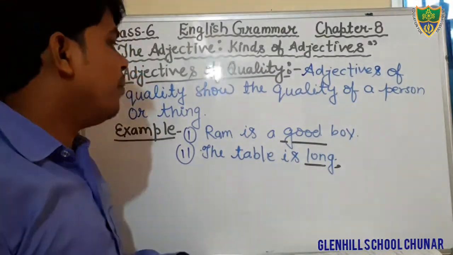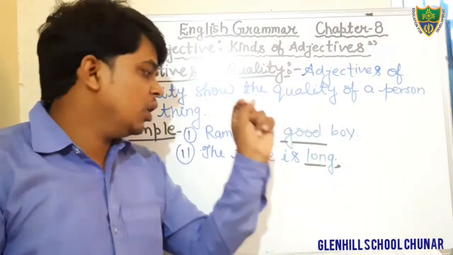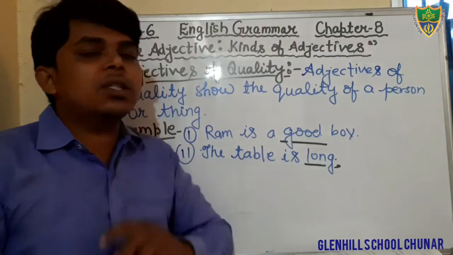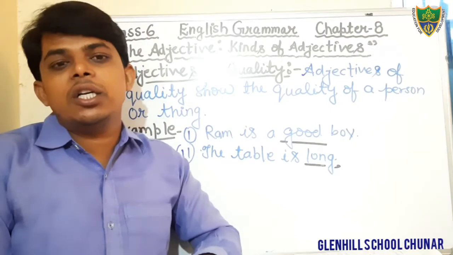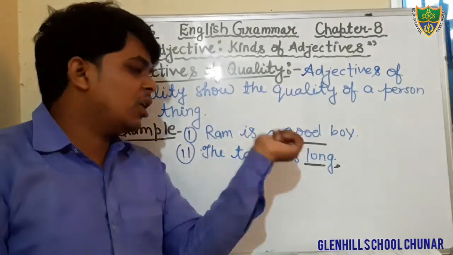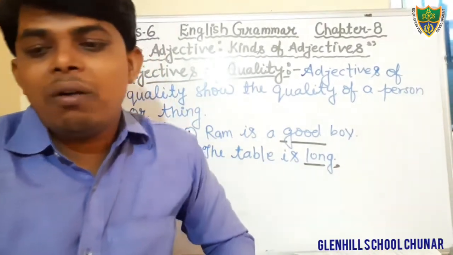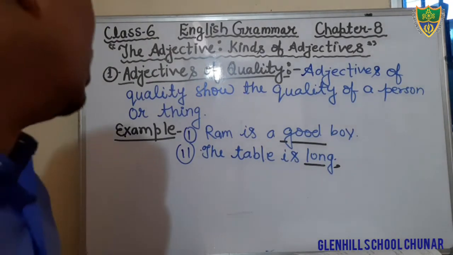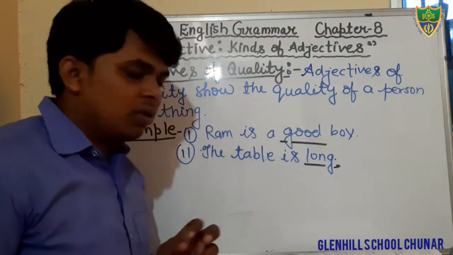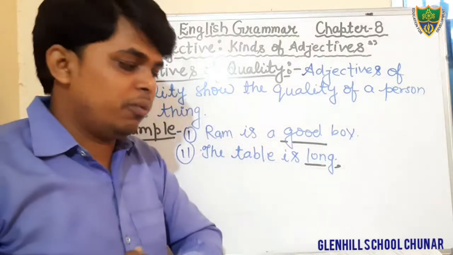Okay? Ram is a good boy. In this sentence, the word good is an adjective of quality. In the other sentence, the table is long. In this sentence, the word long is an adjective, a describing word. It describes the quality of a thing, that is table. Okay, students, I hope that you all have understood what is adjective of quality. It shows the quality of a person or thing in a sentence. Example we have written. So just write down this about adjective of quality in your notebook.